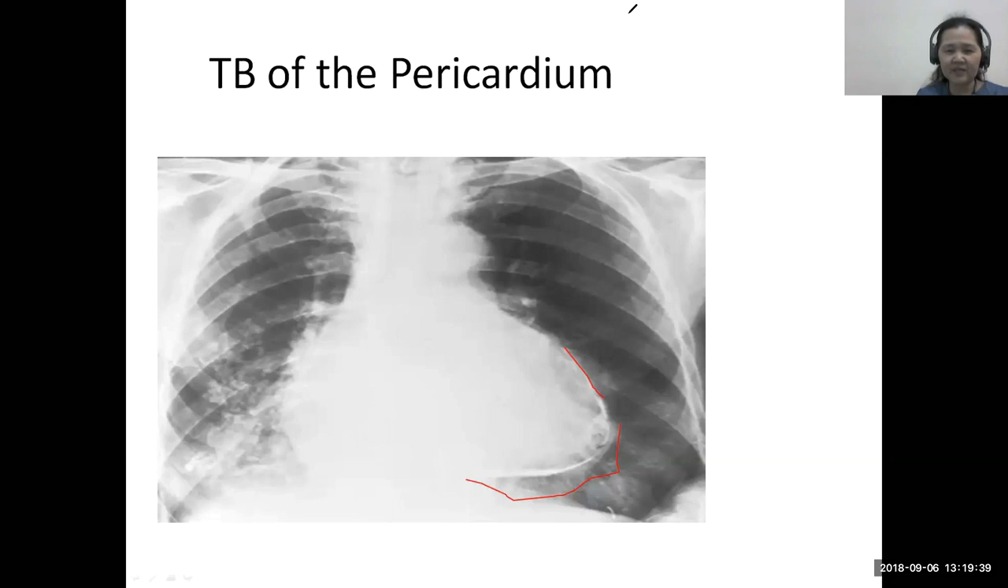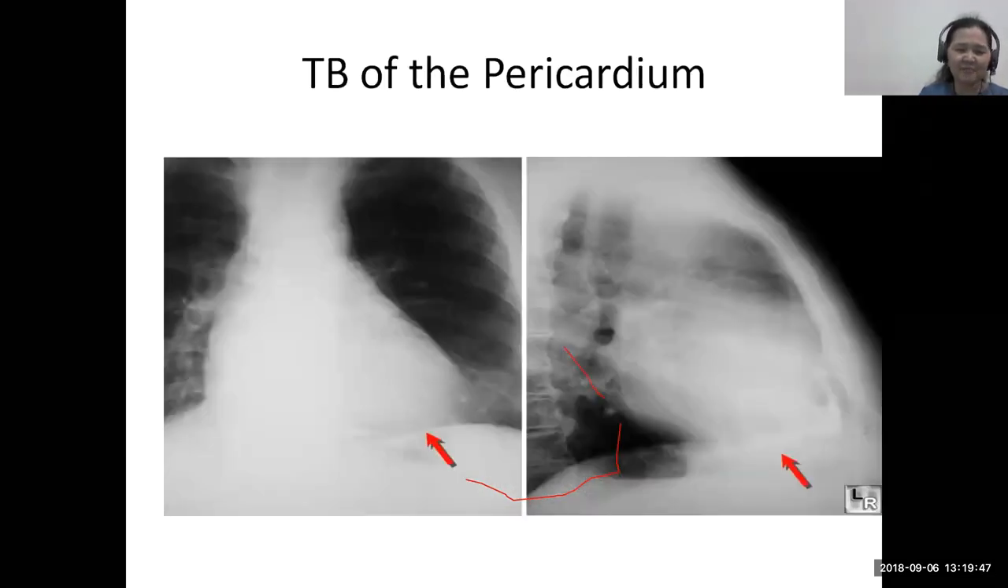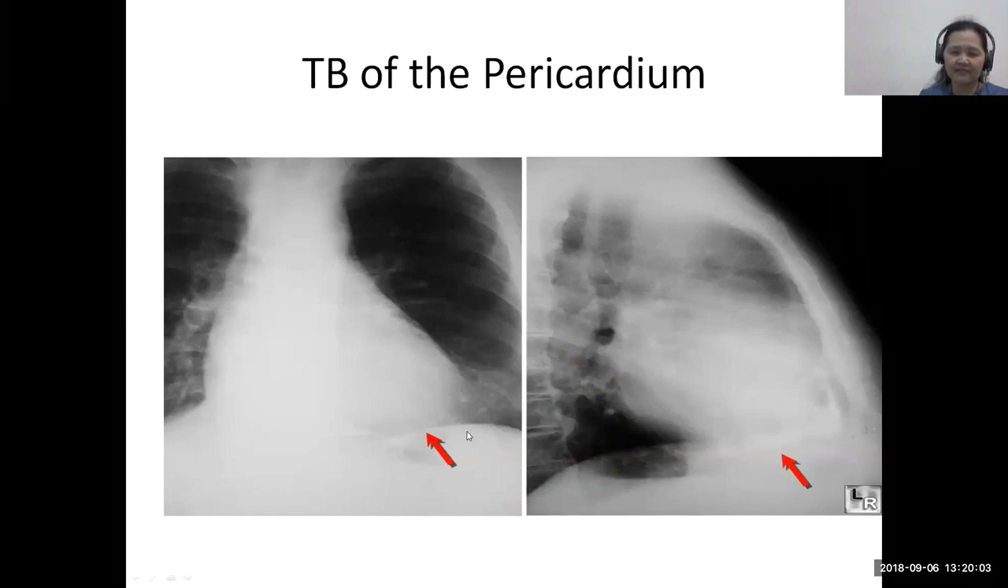Pagka pinakita to sa patient, ng patient sa inyo, make him mabilib sa inyo by telling him, oh, you probably have TB. Kasi makikita yung calcification, dito sa ilalim. Meron din. Usually, big heart. Tapos, merong shadow of calcification. Okay, next.